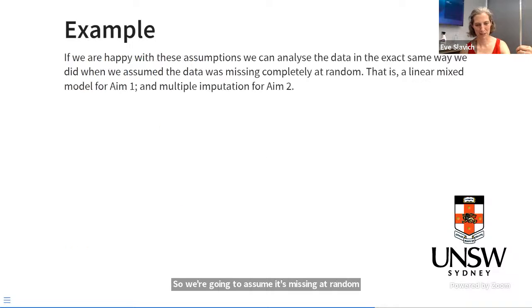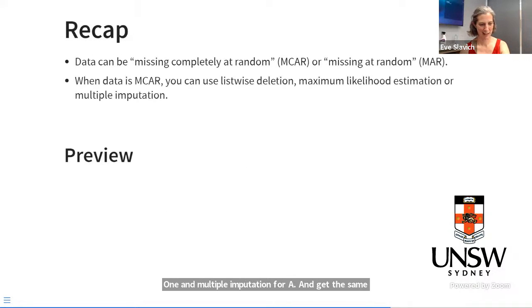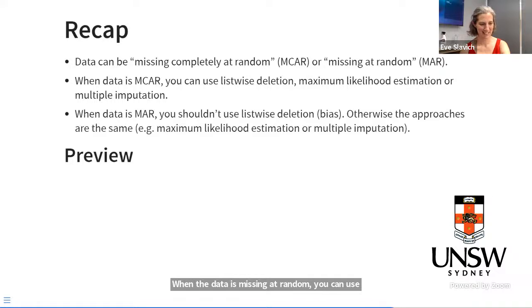If we're happy with these assumptions, then we can analyze the data in the exact same way as we did when we assumed the data was missing completely at random. That is a linear mixed model for aim 1 and multiple imputation for aim 2, and get the same results. So just to recap, data can be missing completely at random or missing at random. When the data is missing completely at random, you can use listwise deletion, maximum likelihood estimation, or multiple imputation. When it's missing at random, you shouldn't use listwise deletion because you'll get bias. But otherwise, the approaches to analyzing the data are basically the same.